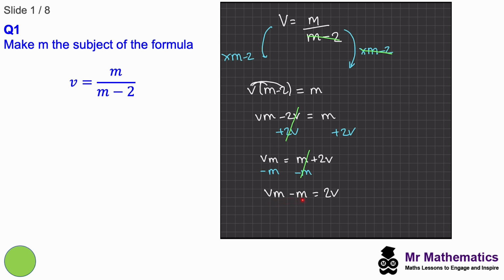Now we'll factorize out the m on the left-hand side, so we have m lots of v minus 1 is equal to 2v, and we'll divide both sides by v minus 1. And again, this multiplication and division will cancel, so we're left with m is equal to 2v over v minus 1.